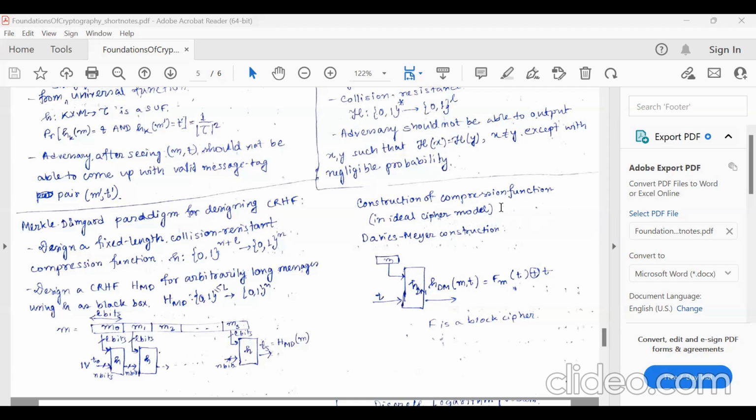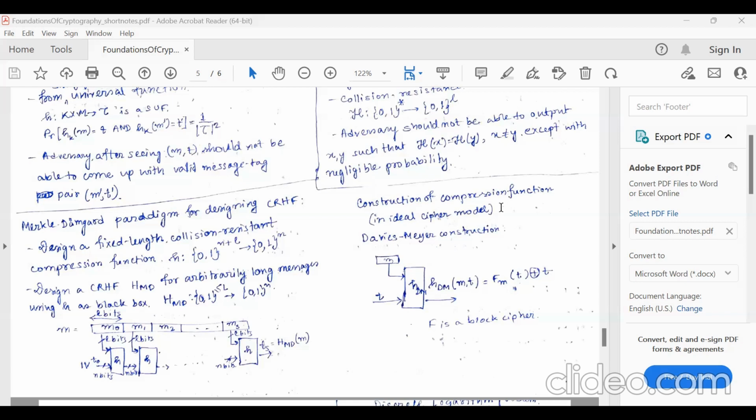Apart from that, we also assume that here the adversary has oracle access to F and F inverse. That is, the adversary can query the oracle with the value of M and T, and it just gets as output the value of F of T for key M. And the oracle can also reply to inverse queries from the adversary. So for some output, say Y, under the key K, it will reply back with F inverse of Y with respect to key K.